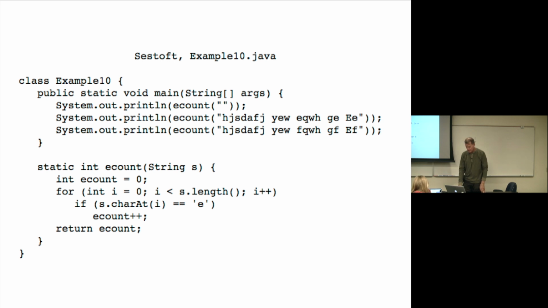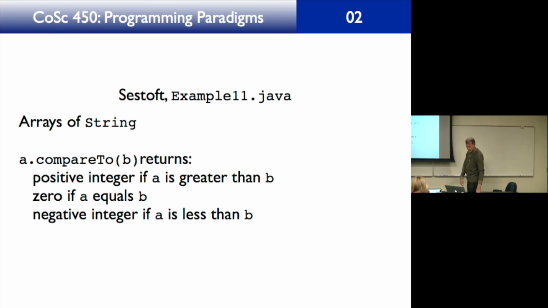Okay. So here, example 11, arrays of string. Now this one we're going to do compareTo. So if a is a string and you do a.compareTo(b), that returns a positive integer if a is greater than b, 0 if a equals b, and a negative integer if a is less than b. And what do you think we mean by greater than and less than when we're comparing strings? We mean what order, do you suppose?